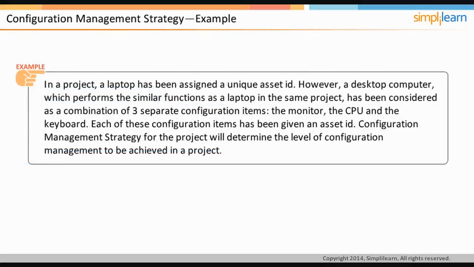In a project, a laptop has been assigned a unique asset ID. However, a desktop computer, which performs similar functions as a laptop in the same project, has been considered as a combination of three separate configuration items: the monitor, the CPU, and the keyboard. Each of these configuration items has been given an asset ID. Configuration management strategy for the project will determine the level of configuration management to be achieved in a project. Let's understand some of the key terms associated with change theme in the next screen.